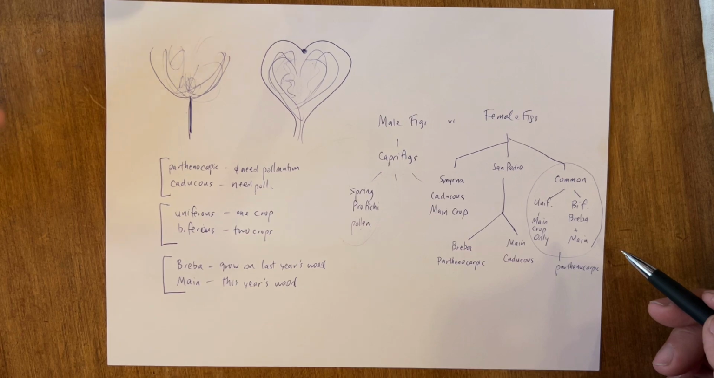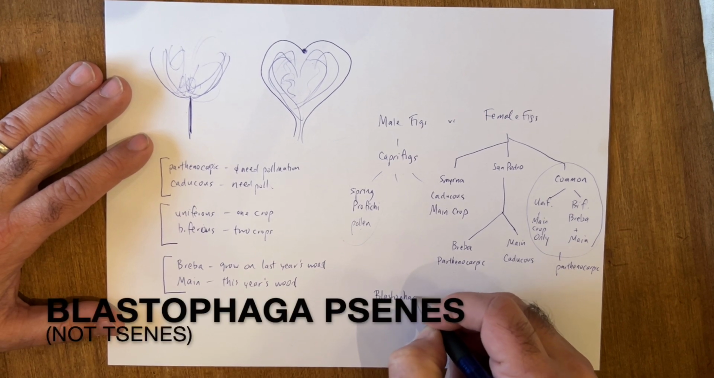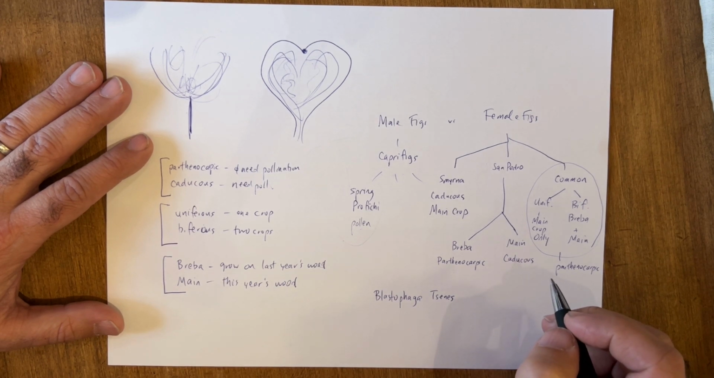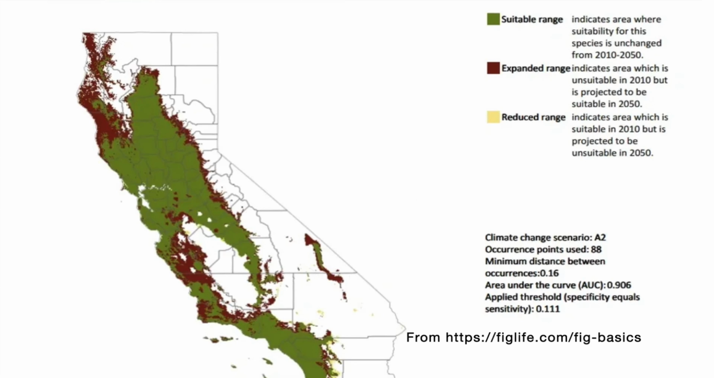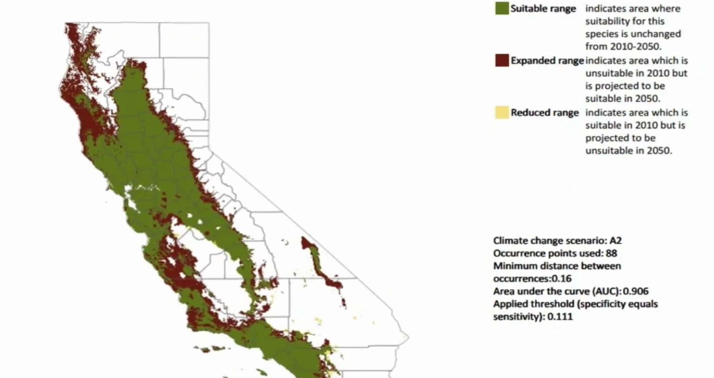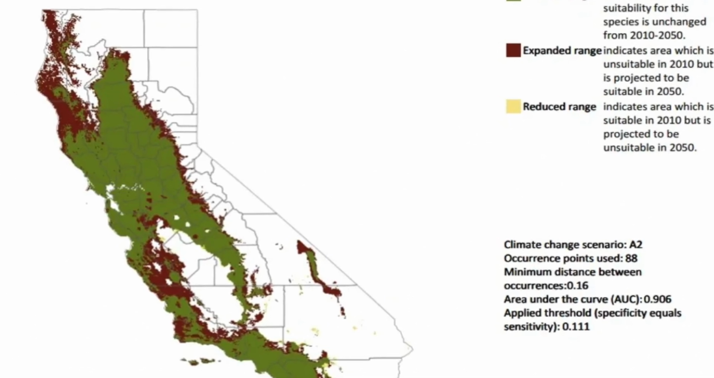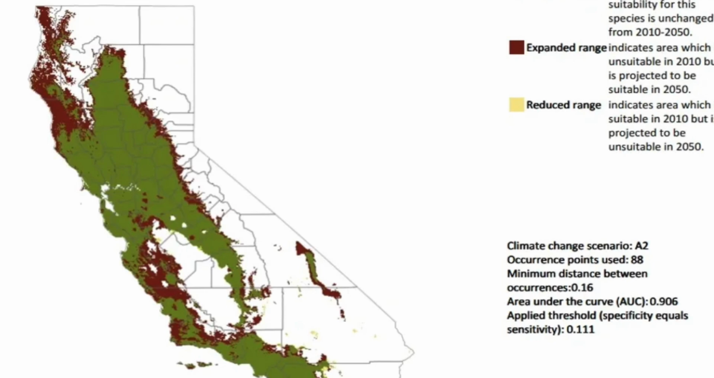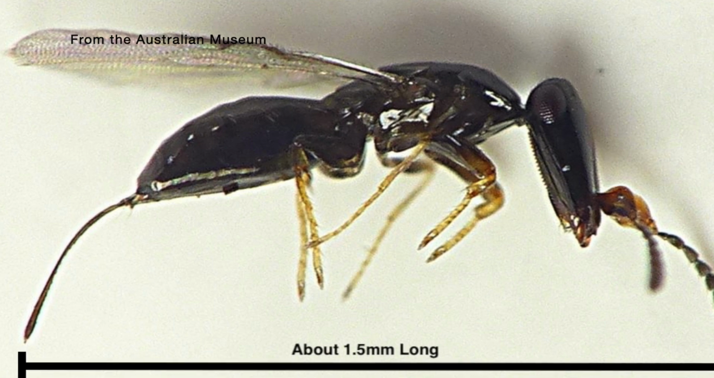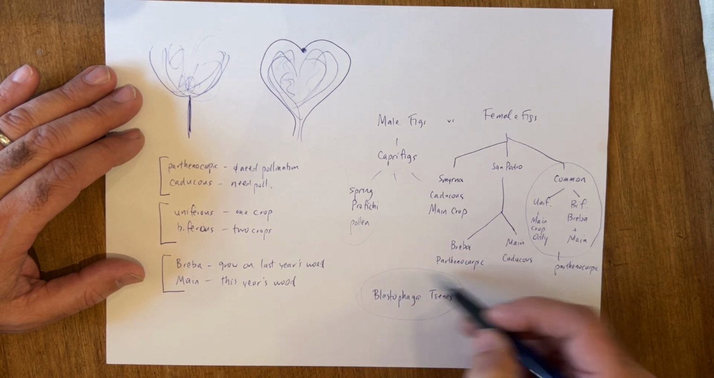So let's look at the fig wasp. And the fig wasp has a name called Blastophaga psenes. And it's super tiny. And here's the map in California where you can see the fig wasp. And these are various areas of California, but really nowhere else in the United States do they occur naturally. I know people have tried introducing them in Texas and in Florida, but they didn't really hold. This is a picture of what that fig wasp looks like. So it's super tiny, and that's what the fig wasp is.